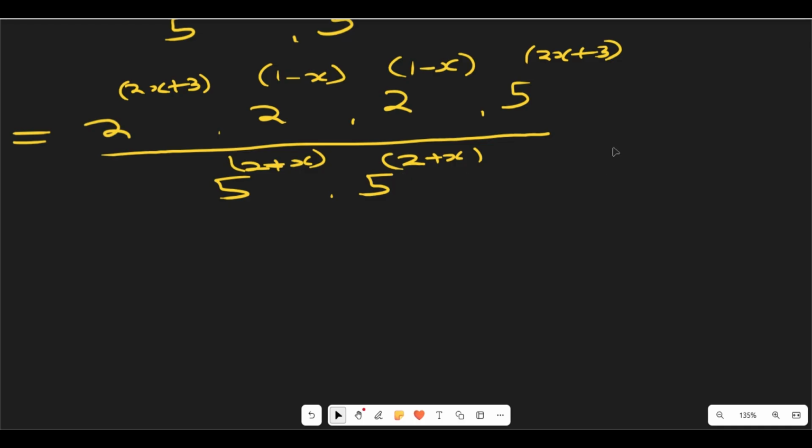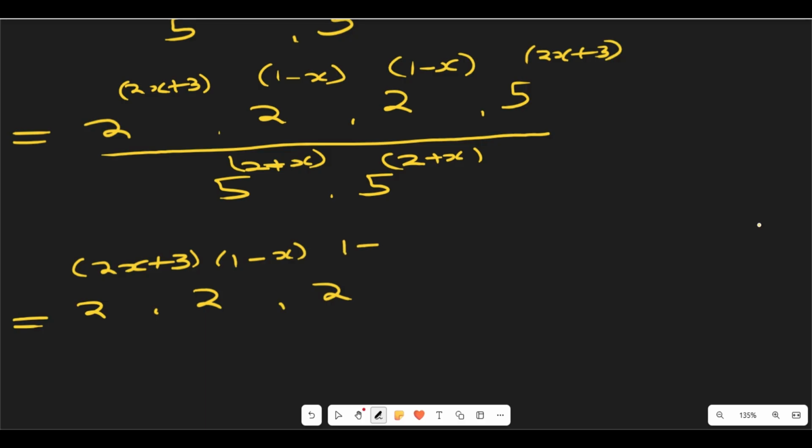And then I want us to bring these denominators to the numerator so that it becomes simple for everyone. So now it will appear like this. You say 2 to the power 2x plus 3, and then 2 again to the power 1 minus x. I just put this into brackets.